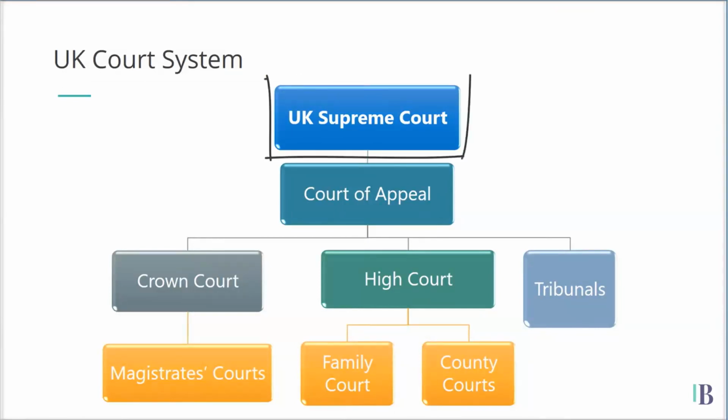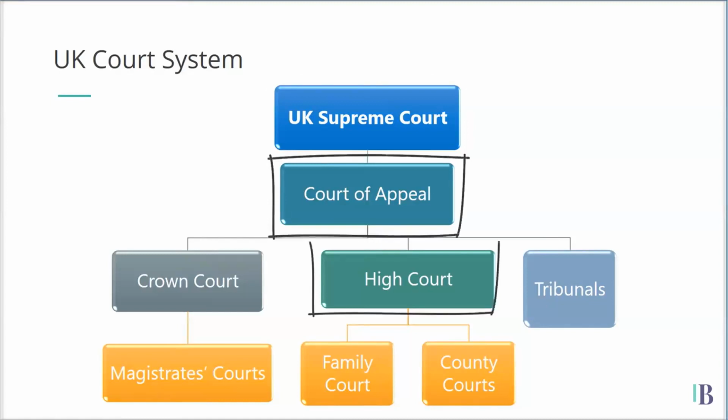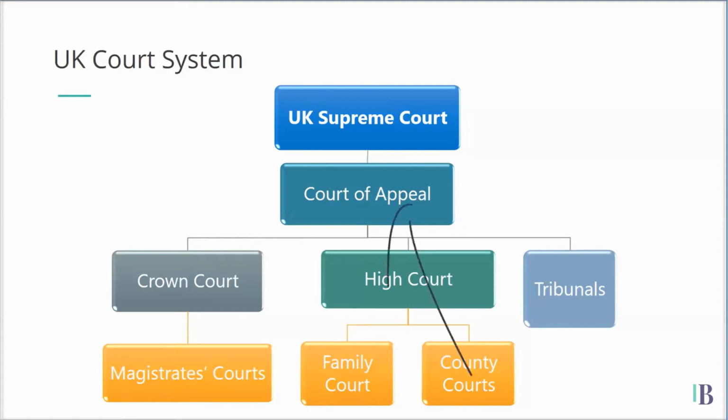At the very top of the court structure sits the United Kingdom Supreme Court, previously called the House of Lords. Below the Supreme Court are the so-called Senior Courts of England and Wales, the Court of Appeal, and the High Court. The Senior Court hears cases that are serious or raise important issues. The Court of Appeal hears appeals in criminal and civil matters against decisions made in a county court, in the High Court, and the Crown Court.